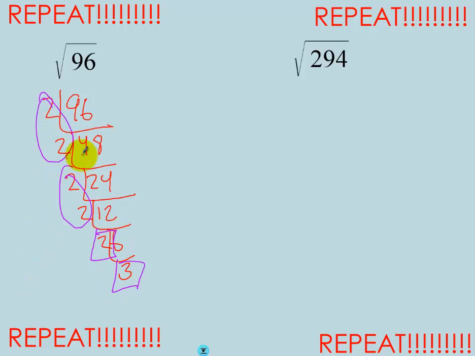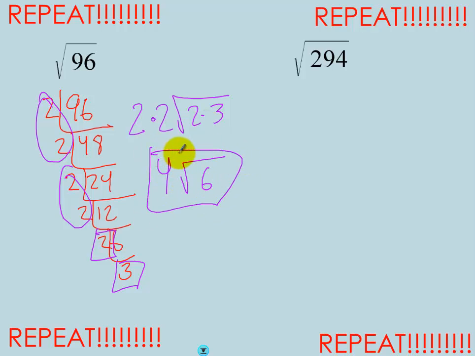That means I have 2 pair of 2's on the outside, so 2 times 2 on the outside. And inside I have a 2 times 3. 2 times 3, not 6. And then multiplying those, I get 2 times 2 is 4, square root of 6. That is a simplified form.